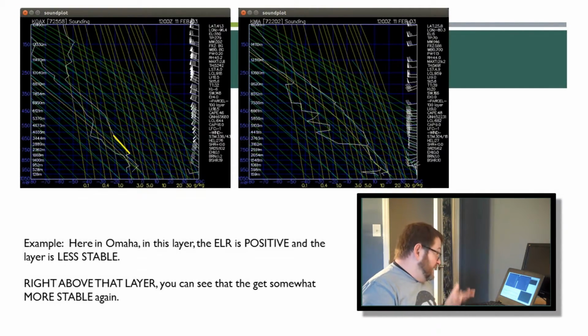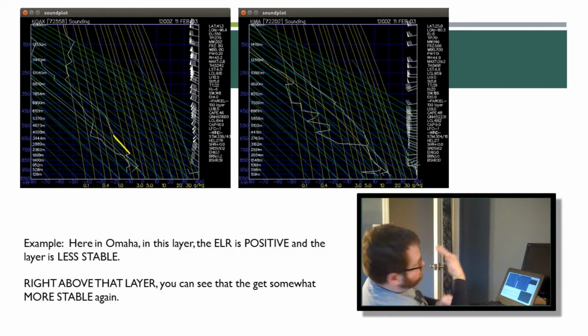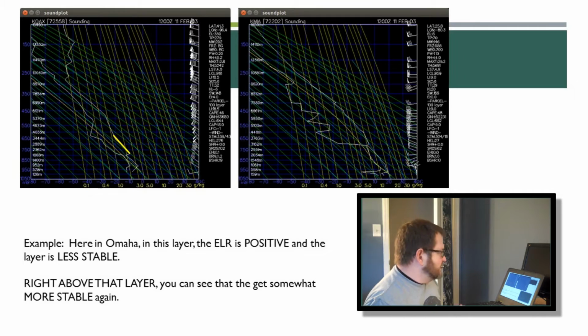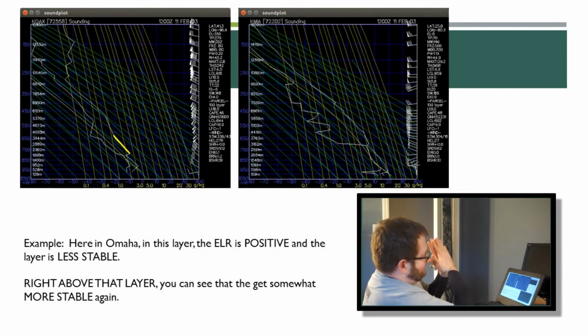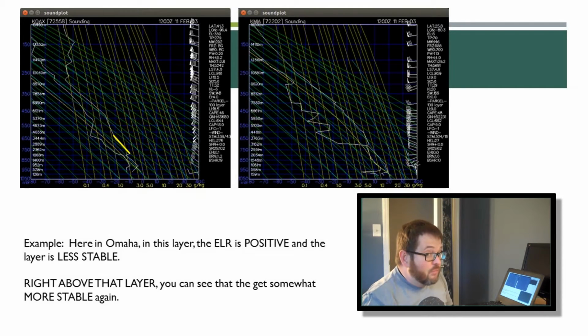In contrast, I highlighted a little farther up in the Omaha graph a layer of the atmosphere where the temperature profile is sloped the opposite direction, sloped this way. At this layer, the environmental lapse rate is positive. It's going to be less stable. It's going to be easier to lift and lower air parcels. It's going to be easier to make clouds, easier to make precipitation, etc. And if you take a look a little bit above that layer, I didn't make a separate slide to show it, you can see that the environmental lapse rate tips a little more towards vertical. That is, it's going to get a little more stable and so on.